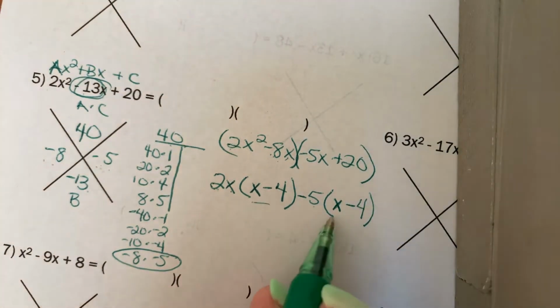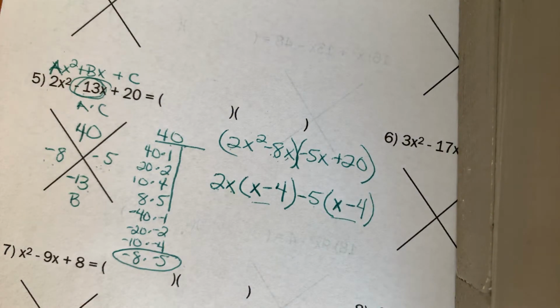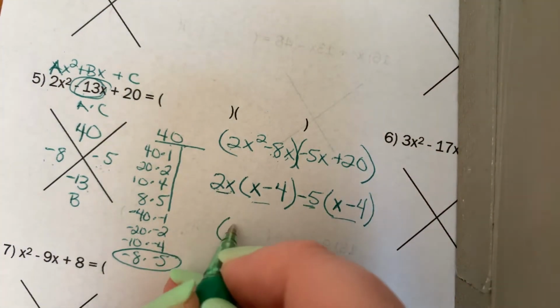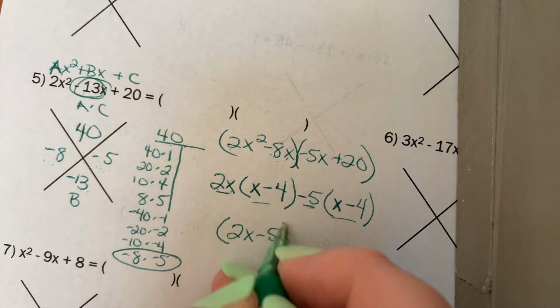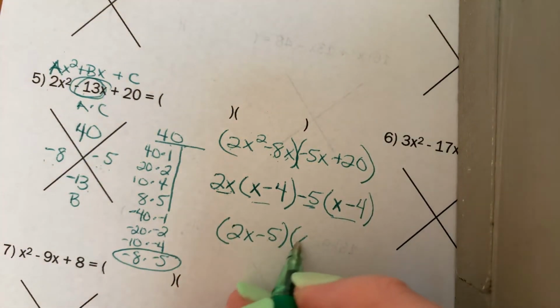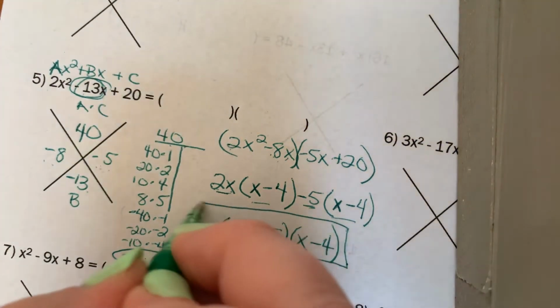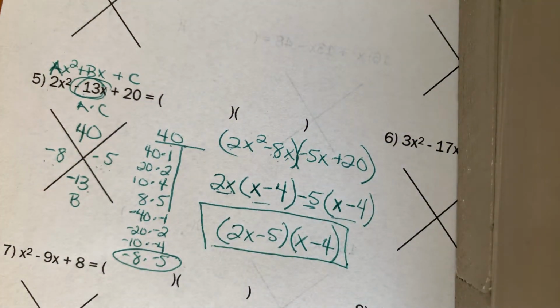Check to make sure that your parentheses match. If they do, you're good to go. Group your greatest common factors together. So 2x and negative 5. And then the things that were in the parentheses are the remainders. X minus 4. That's going to be your final answer.